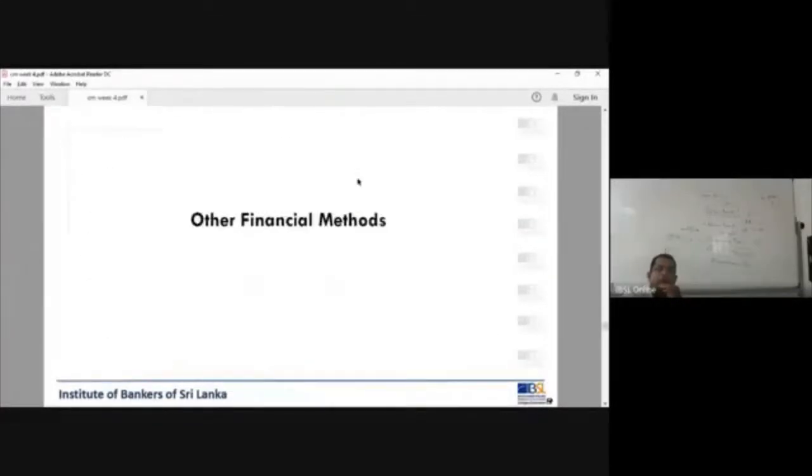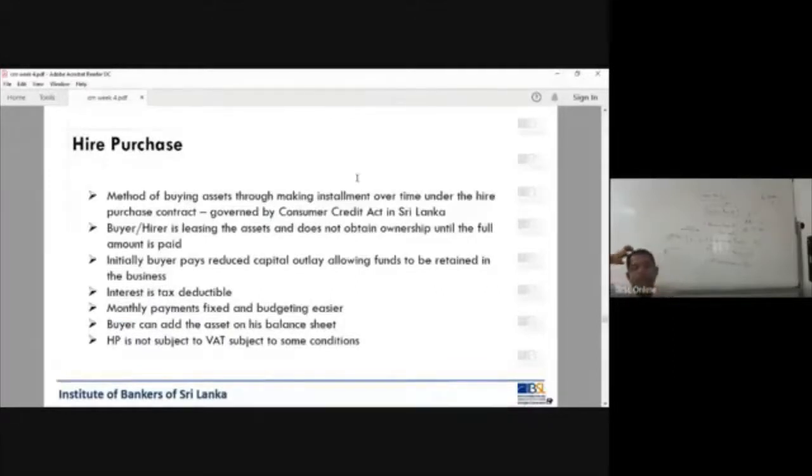Then we have something called hire purchase. These days we don't have it, because earlier we had no VAT for the registered vehicles, right? Hire purchase was not subject to VAT. Here also, we allow the customer to use. For that, they have to pay a monthly rental, and this is also fully amortized, the entire amount and the interest has to be paid by the end of the period.